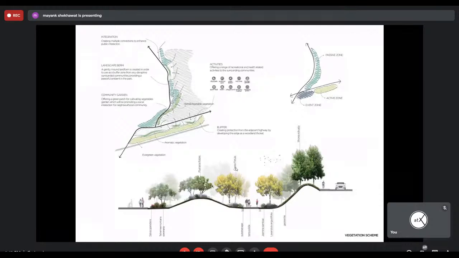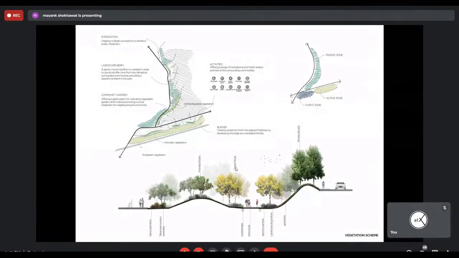So for the community park, we came up with three different zones, the active zone, the passive zone, and the event zone. We designed the space to provide for green space requirements for the nearby settlements, providing activities such as a playground, a kids zone, a dog park, and space for weekly events and weekly markets.